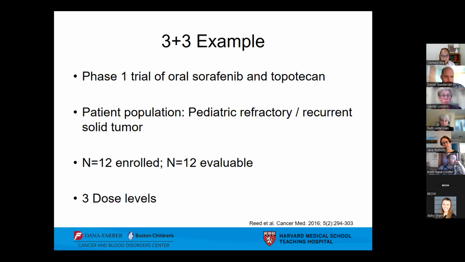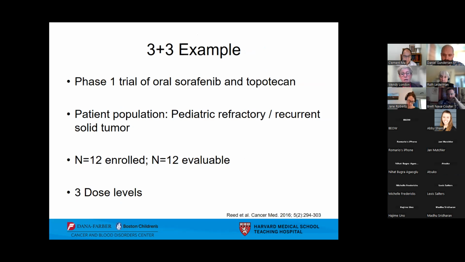12 patients were enrolled. All 12 of them either had a DLT or completed the DLT observation period, which is what makes them evaluable. If a patient drops out before the observation period is completed, they're considered inevaluable and are replaced in the study. And in this case, all 12 patients were evaluable. So Reed and colleagues were evaluating 3 dose levels. Next.